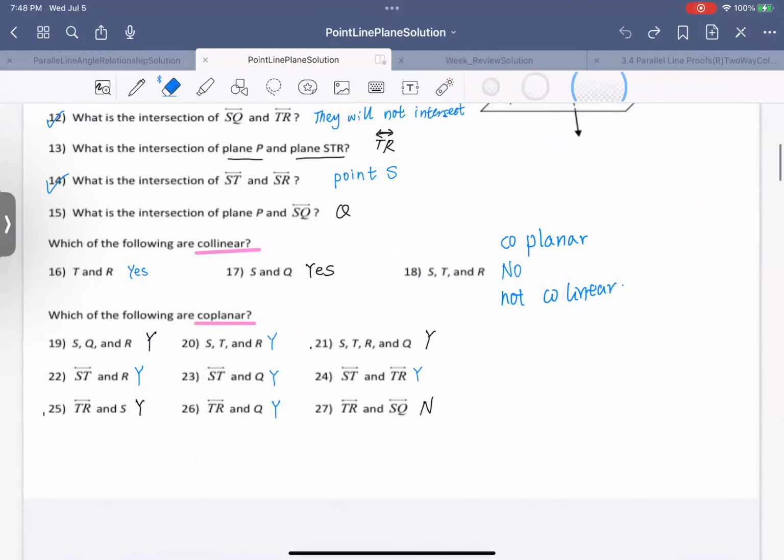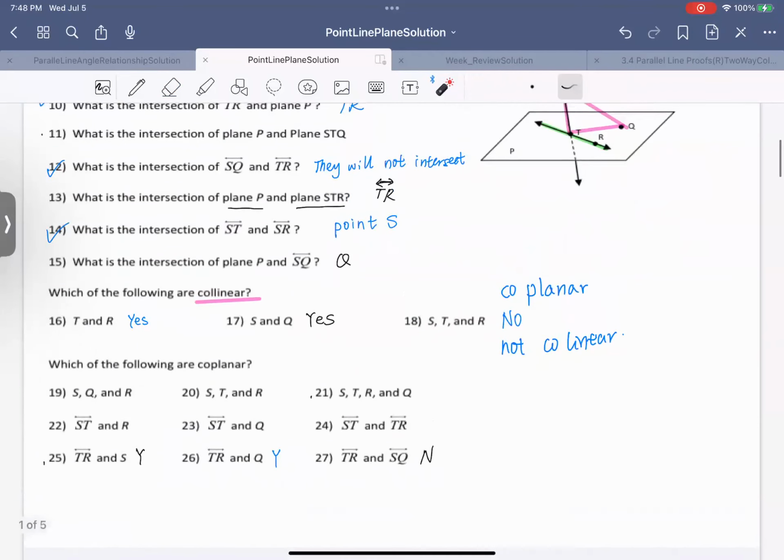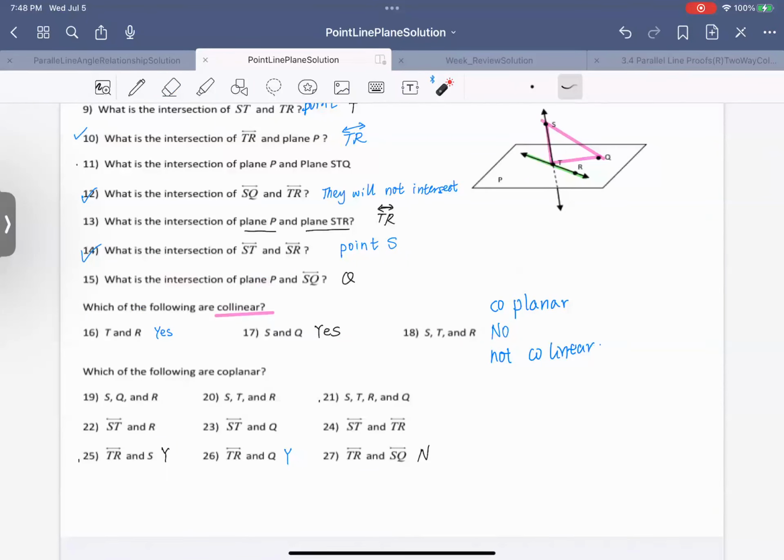Next one, let's look at this coplanar. Coplanar is another big thing for today. So let's see here. Stephen. Let's do this. SQR.